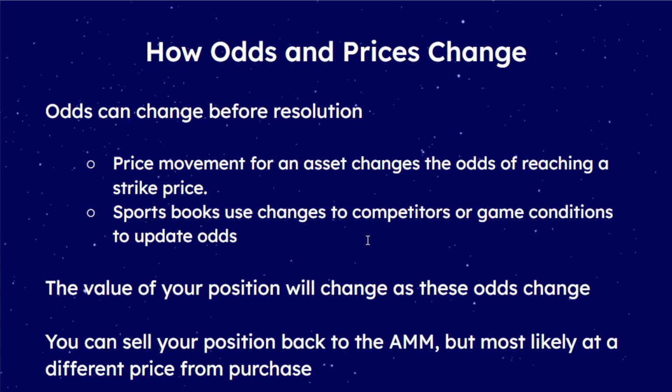And then sportsbooks are constantly updating their data depending on things that happen in the context of the game. Game conditions can change, players can be injured, all kinds of things can affect those odds, and so they change throughout time. So if you purchase a position and there's a few days until the market resolves, there's a good chance factors will change that will affect the pricing for that position. And that's why you can sell your position back to the AMM. Maybe it'll be more, maybe it'll be less, but it will most likely change depending on the way things happen.